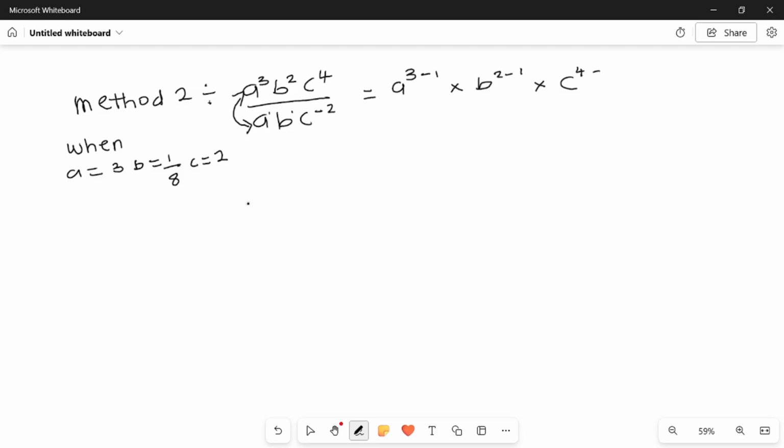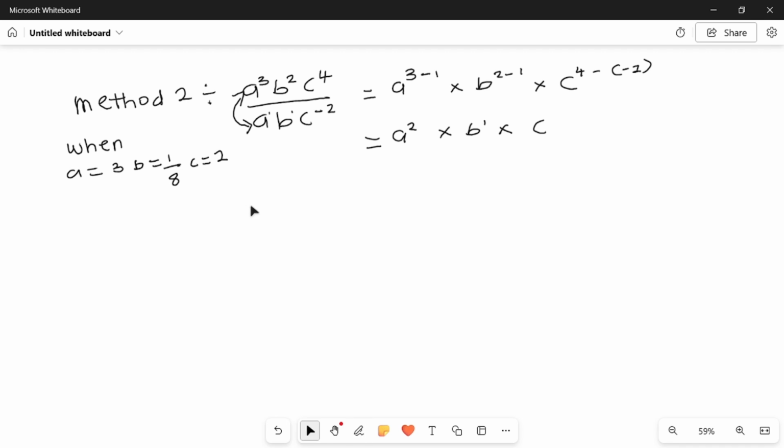4 minus what? Minus 2. So this is what we are going to get. If we now break it down, A raised to power 3 minus 1 will give us what? 2, right? Times B, 2 minus 1 will give us 1, as B raised to power 1. Times C, 4 times minus 4 minus 2.